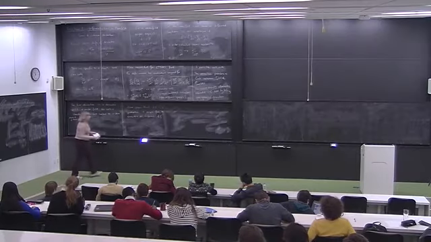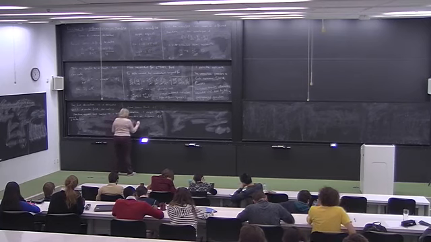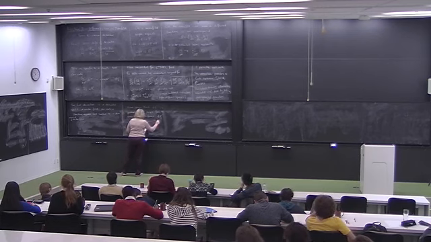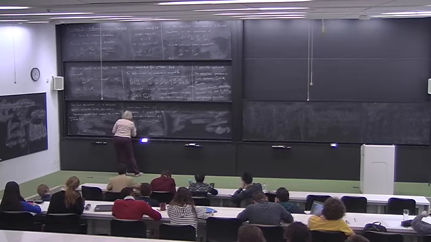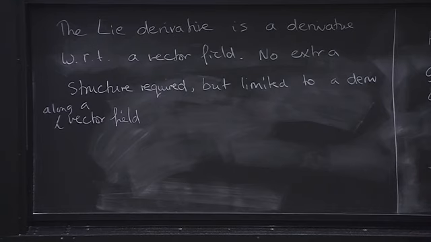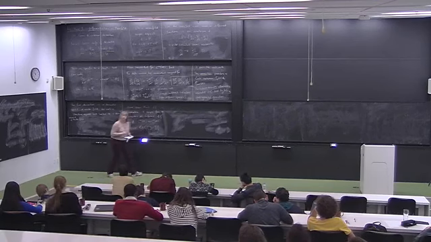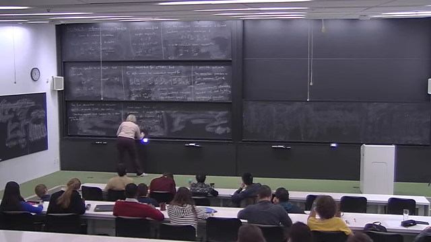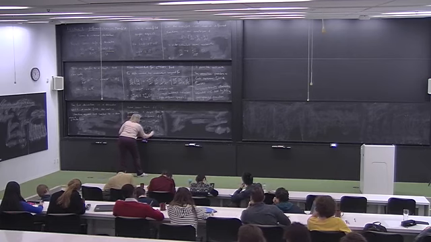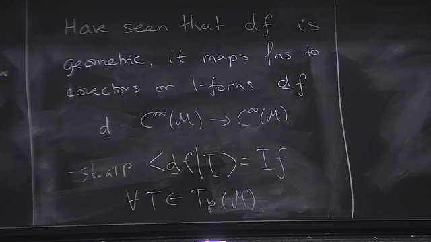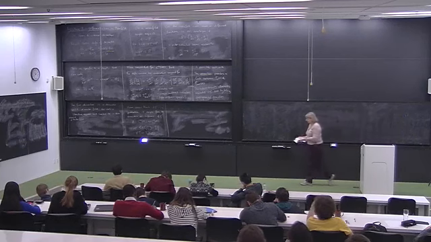So we're going to start by building this d by saying it's a map on functions, a map from C infinity of M into C infinity of M, such that at a point P, df contracted with a vector T is equal to Tf. Remember, that was how we defined our vectors, as the linear maps. And that is true for all T in T_p of M. So df is a geometric covector, a geometric object.